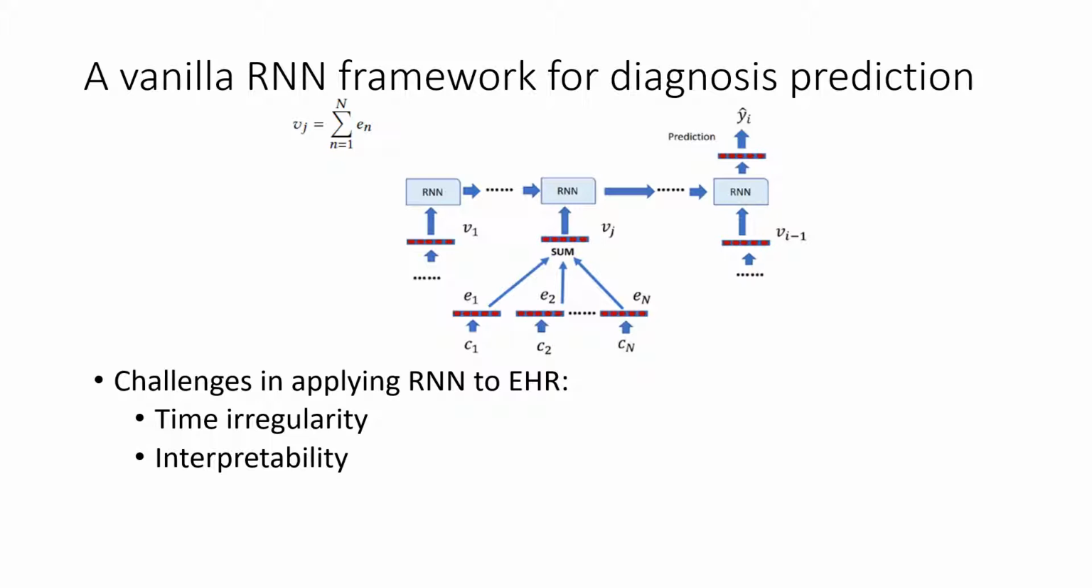There are two challenges in applying RNN to EHR. First is time irregularity, which means the time between two consecutive visits can vary or not. Second is the interpretability. The model should be able to provide some rationale behind its prediction in order for doctors to trust the model. One approach to provide the model with some degree of interpretability is to use an attention mechanism which calculates weights for different clinical events.